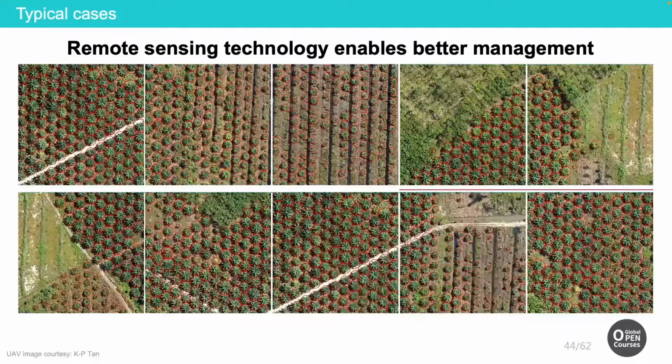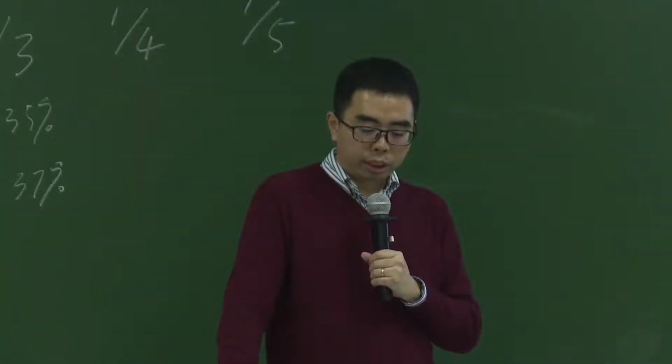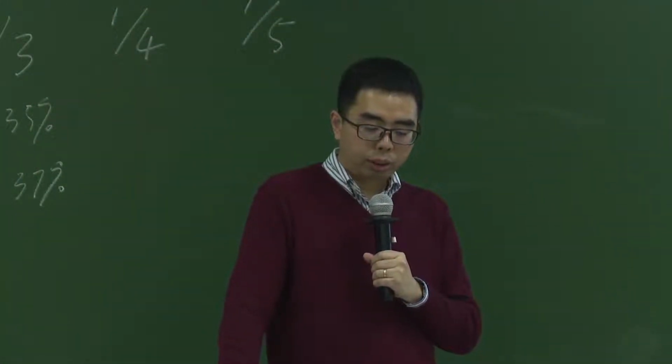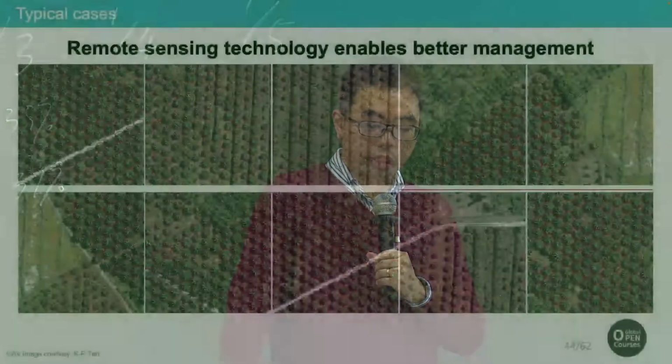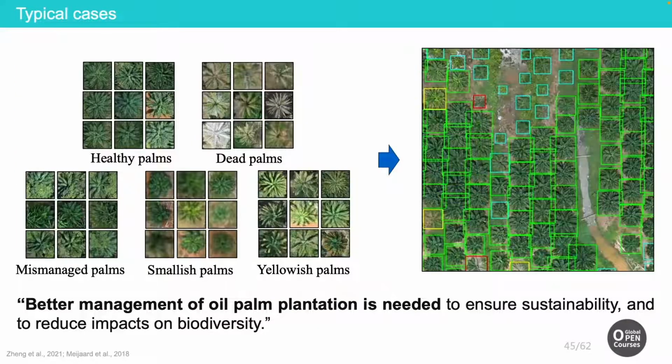Remote sensing can not only provide us with observations for the whole plantation, but also provide us with individual tree observations. From this slide, you can see each individual oil palm tree can be identified using very high resolution remote sensing images. And the health conditions of the individual trees can be labeled and learned by machine learning algorithms, which can then be used to identify each individual tree in the image.